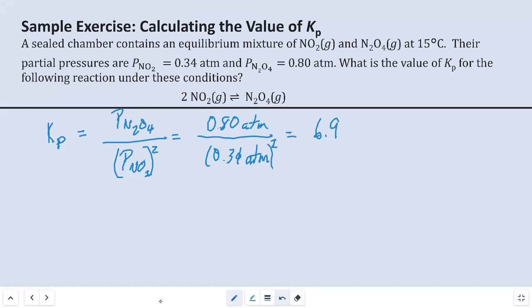What it tells us is that this reaction is slightly tilted toward the products. And N2O4 is slightly more favorable than the NO2 is, at least at this condition, this temperature. All right, any questions here?